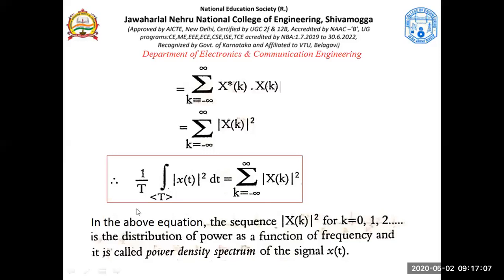So this is Parseval's theorem, and this can be applied to any signal x of t you have. The x of k would be the frequency components for that signal in the frequency domain. So for any such x of t, this Parseval's theorem should hold good, is what this theorem tells us.